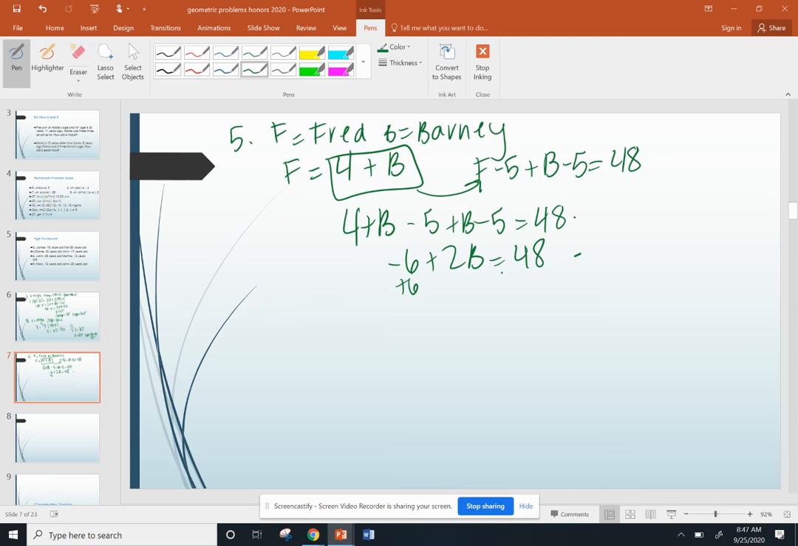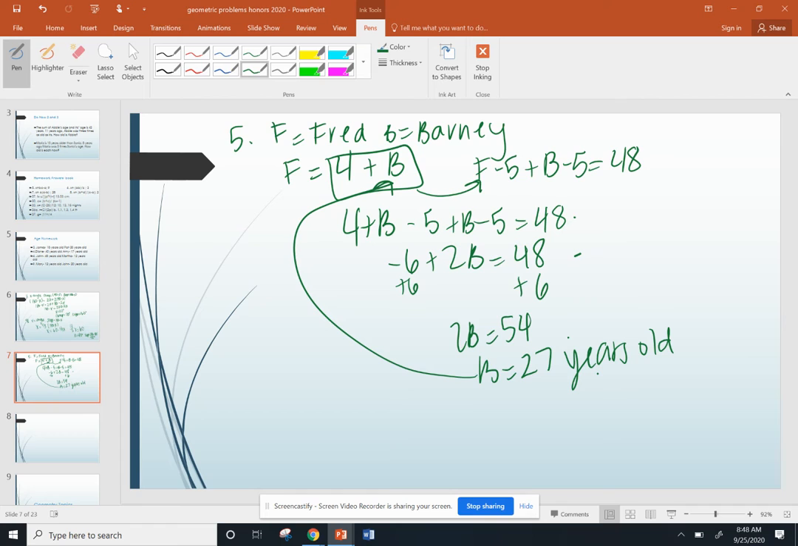Add 6 to both sides. And when you add 6, we get 54. So 2b equals 54. And divide by 2. And we get 27 as b, years old. So once we get that, we can plug it back up here. So 27 plus 4 gives me F as 31.